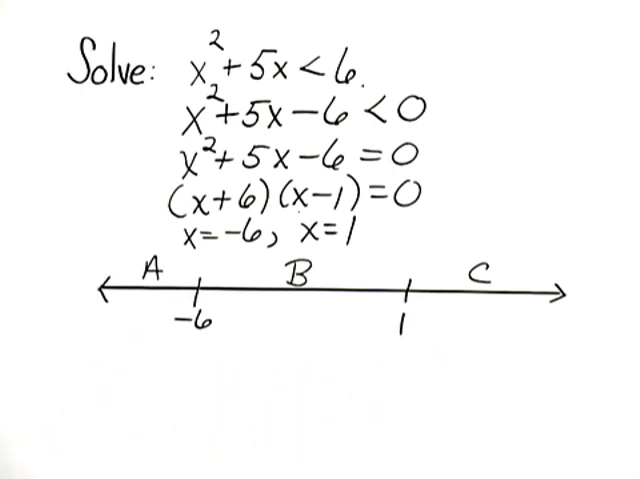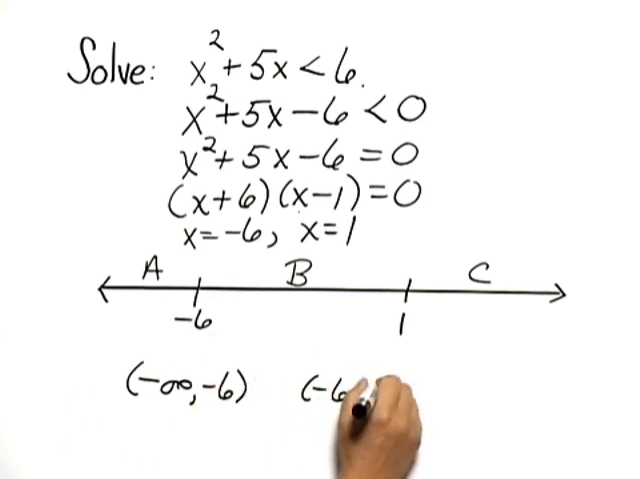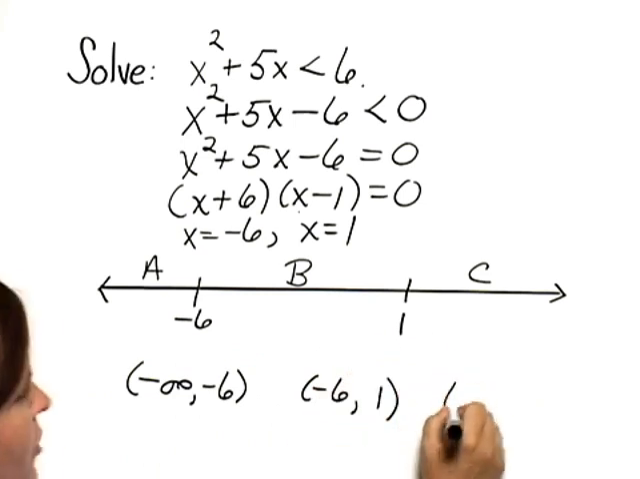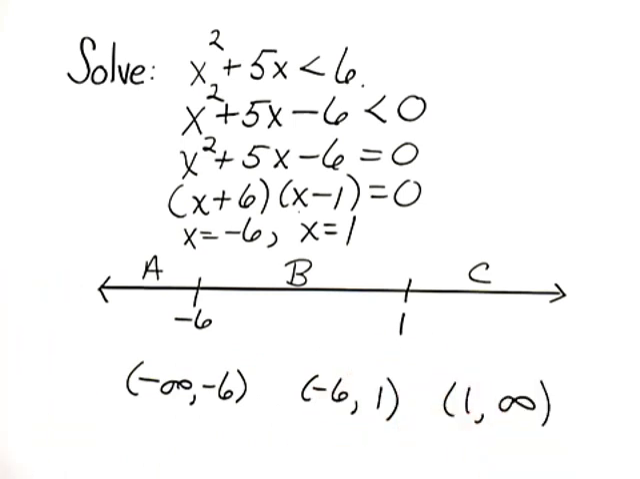So for our next step, we want to determine where that x squared plus 5x minus 6 is negative and where it's positive. We have the intervals negative infinity to negative 6, and then the interval negative 6 to 1, and then the interval 1 to positive infinity. And this is interval A, interval B, and interval C.